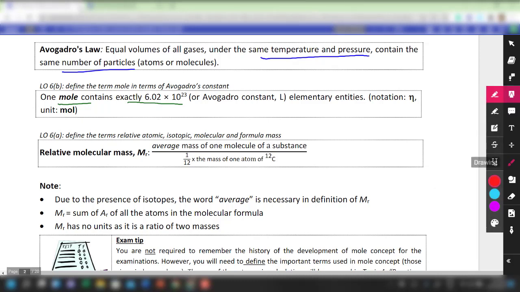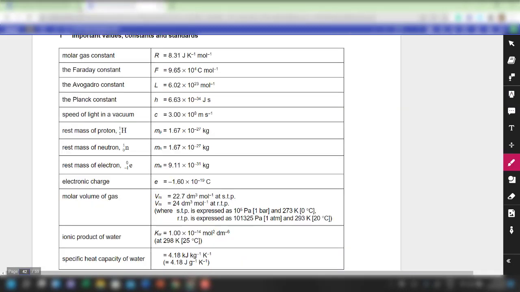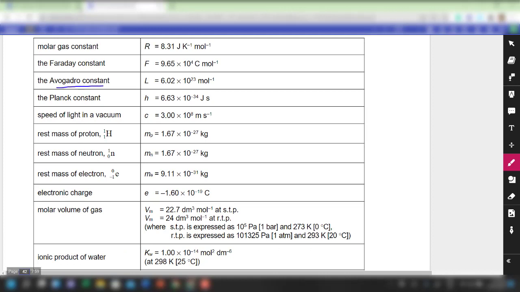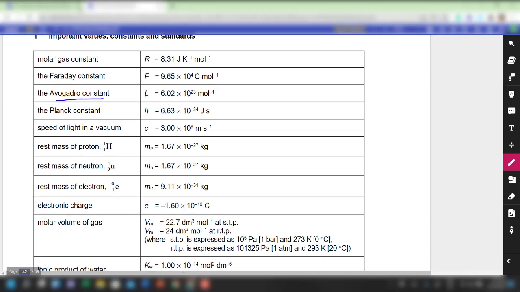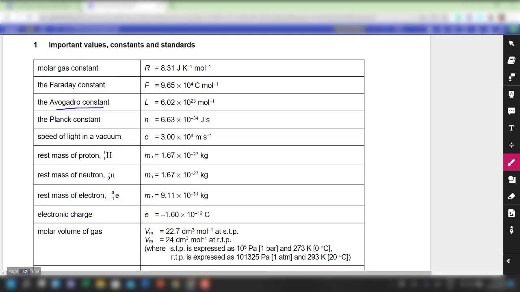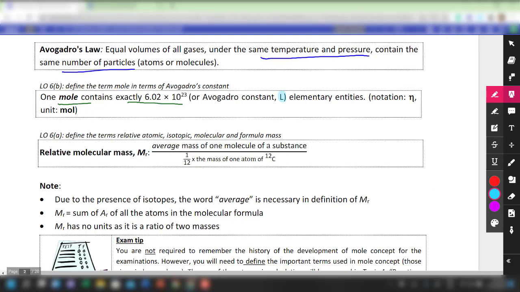Take note that the Avogadro constant is represented by L. If you go to the data booklet, you will see that the Avogadro constant is written there. It is the third constant given to you in the important values, constants and standards. So it's represented with L. The exact value given for H2 is 6.02 times 10 to the power 23. So do not use 6.023 times 10 to the power 23. If you use this, then your values will be a little bit off in your calculations.